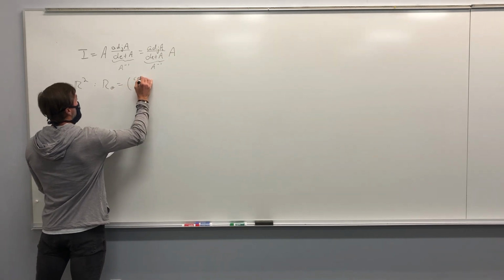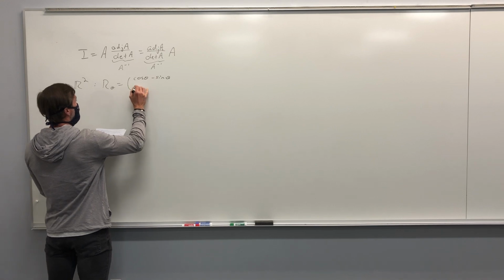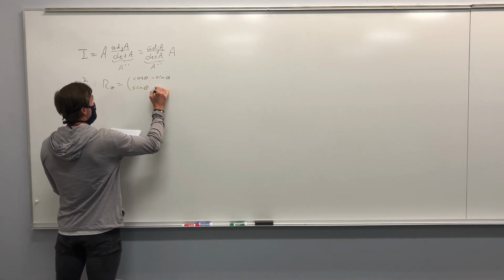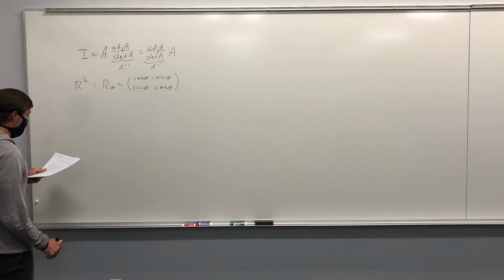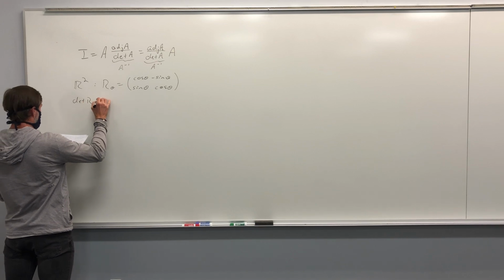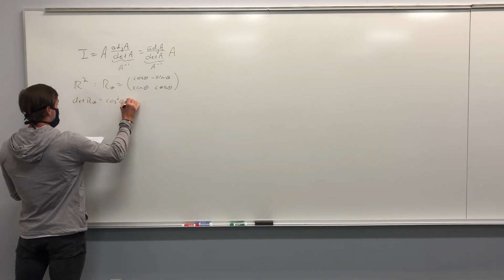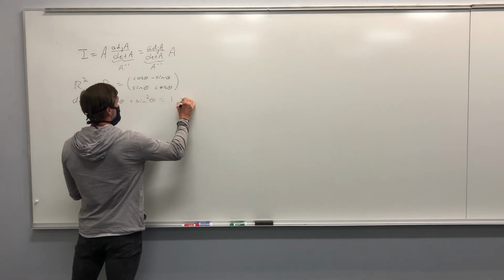We'll just do cosine theta. And I just want to show you this example. It's really rapid, but I want to show you for one tricky insight, because you might be using something akin to this on your homework. So det r theta is cosine squared theta plus sine squared theta, which equals 1, which does not equal 0.